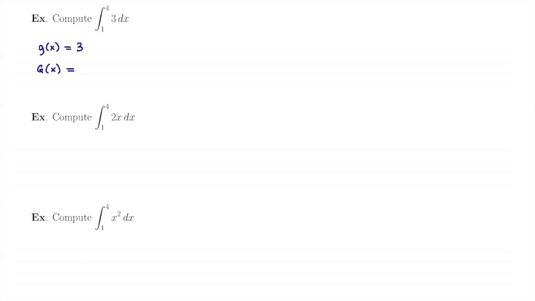3 is a constant derivative, so what function has a constant tangent slope of 3? 3x. If you differentiate 3x, you're left with just 3. So the integral of 3 from 1 to 4 is going to be g of 4 minus g of 1, which is 3 times 4 minus 3 times 1, or 12 minus 3, which is 9.